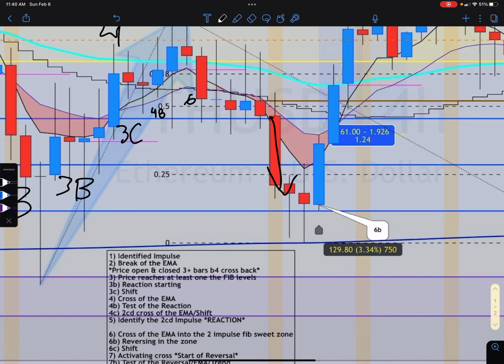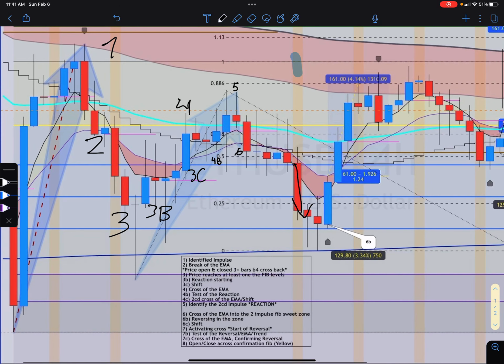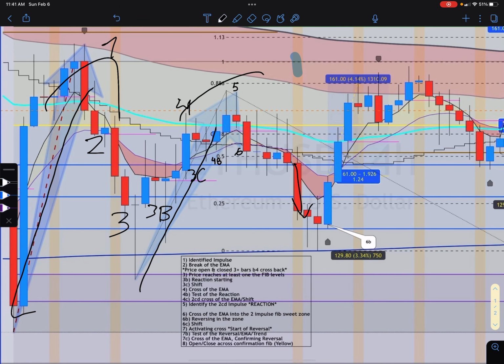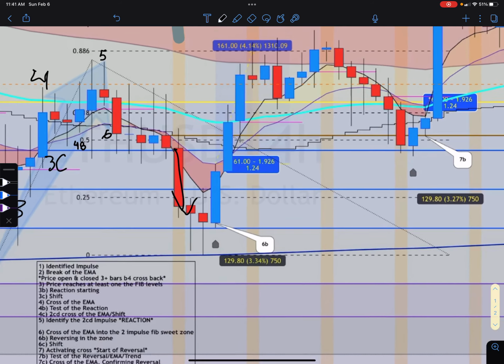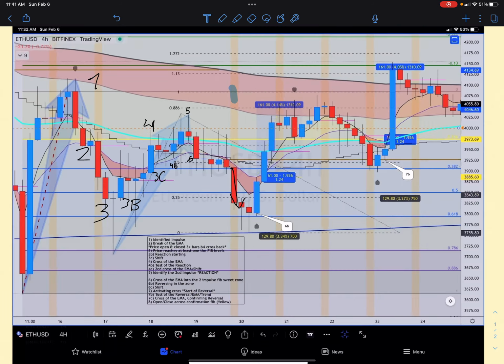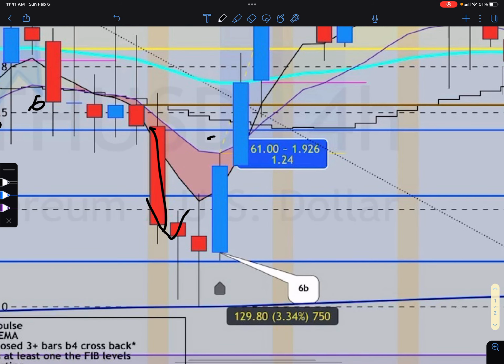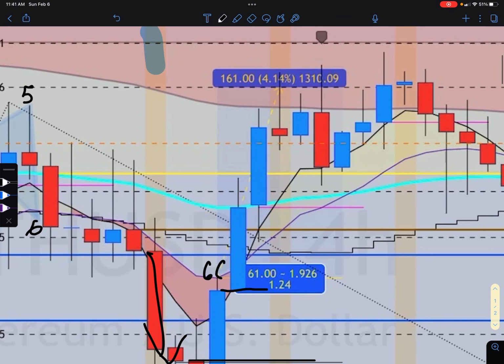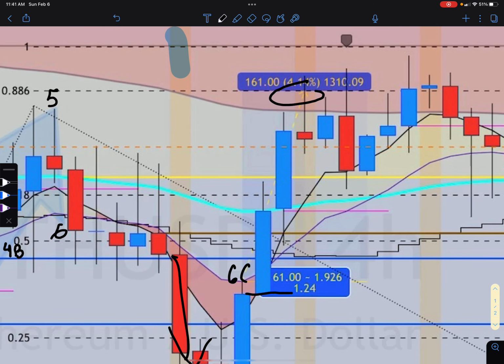As price is reversing in our zone the second time, this is our first reaction. This is our second reaction. And now this is specifically our third opportunity to get in for our third reaction. So I used this opportunity, identified my steps as 3C here. Oops. Not 3C, 6C. 6C here, meaning I can get in an entry opportunity here. Stops below here, 129. Going to my first target, the 886 here, being 161.